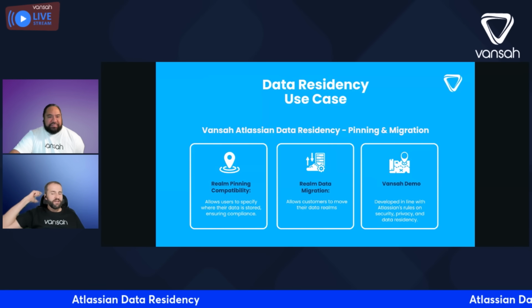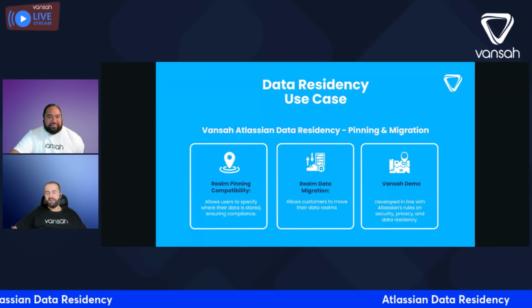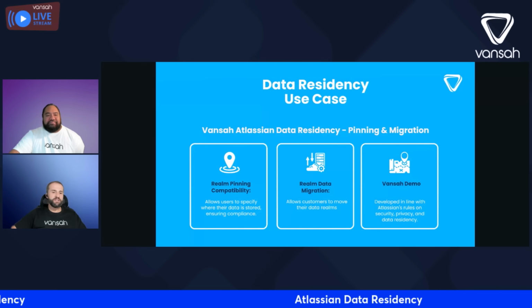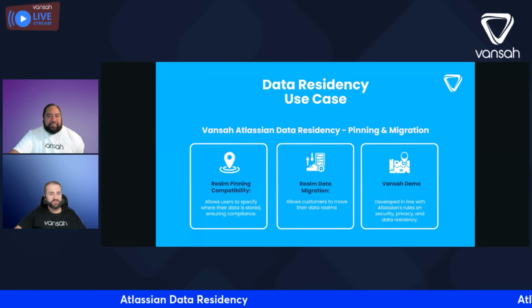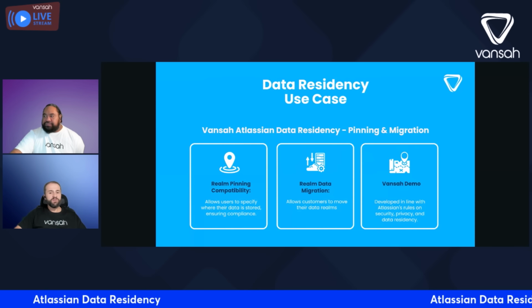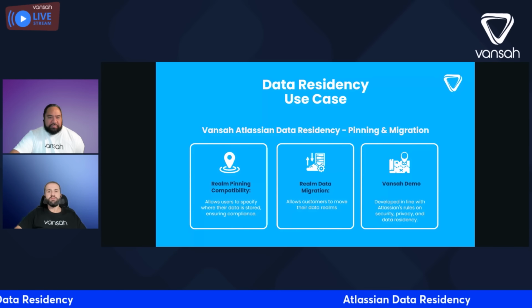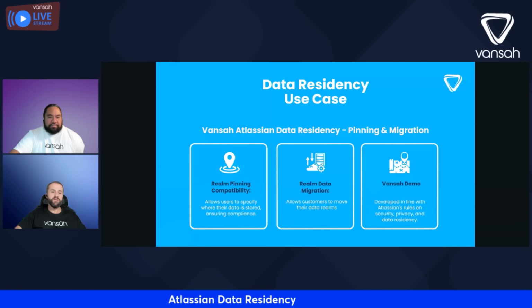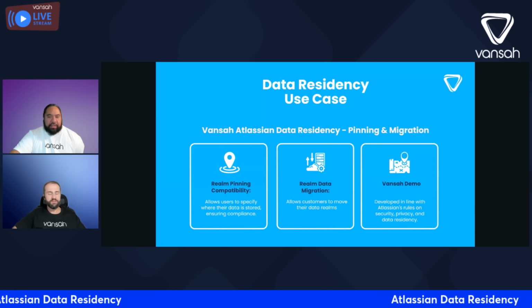So the good news is that Vensa sees itself at the forefront of this, not just trying to support all of Atlassian's regions, but also ensuring that data relocation is available at their request.